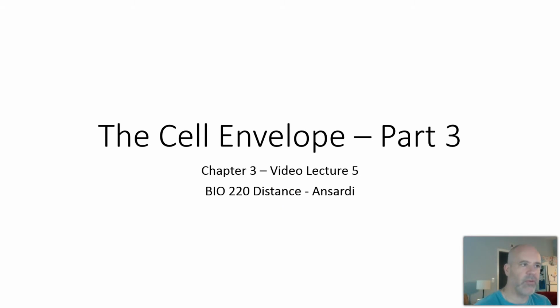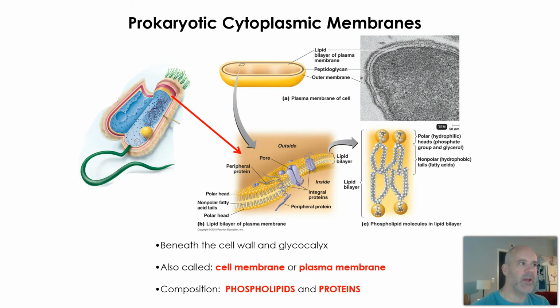The fifth video lecture clip for Chapter 3, we're going to continue. We're still at the cell surface, cell envelope. And now finally we're going to get to this innermost layer here, the cytoplasmic membrane. So that's the covering around the cytoplasm, that interior part of the cell. Also known as the cell membrane or the plasma membrane. You've probably heard all of those terms before if you've ever had a biology class.